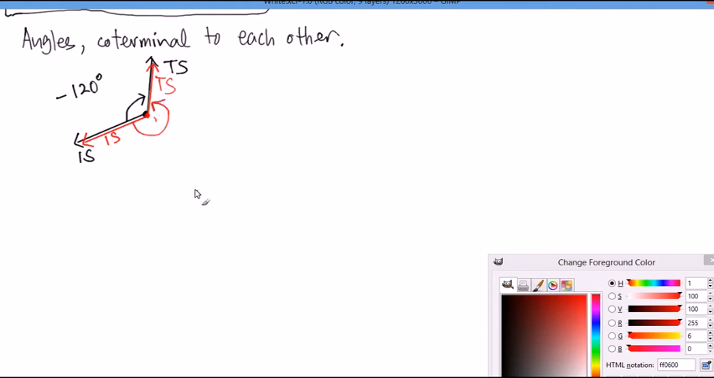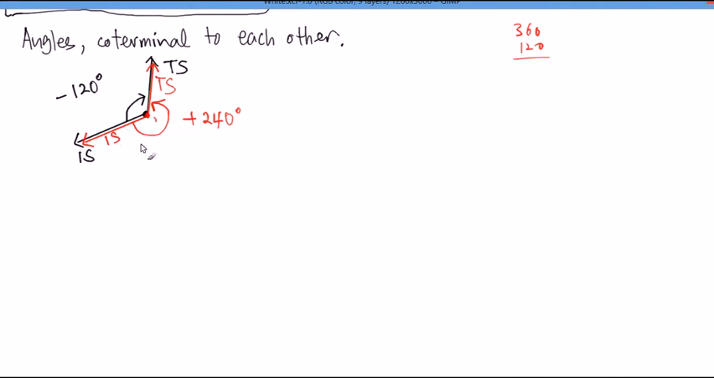Is this the positive or negative direction? It's positive, counterclockwise. So what would be the angle? All of them together is 360, right? I used 120 there, so 360 minus 120 would be 240. So if I put 240 there, these two angles have the same terminal side, the same initial side, right? But their angle measures are different.